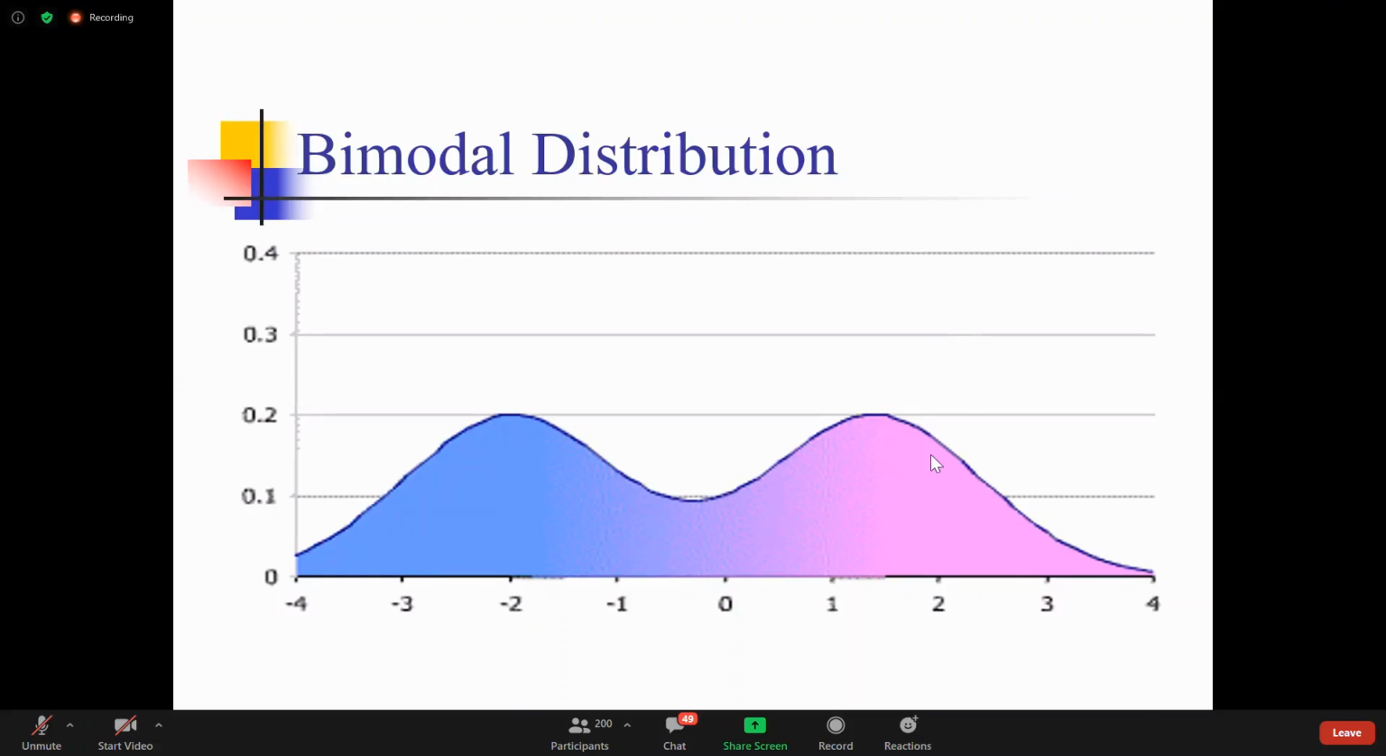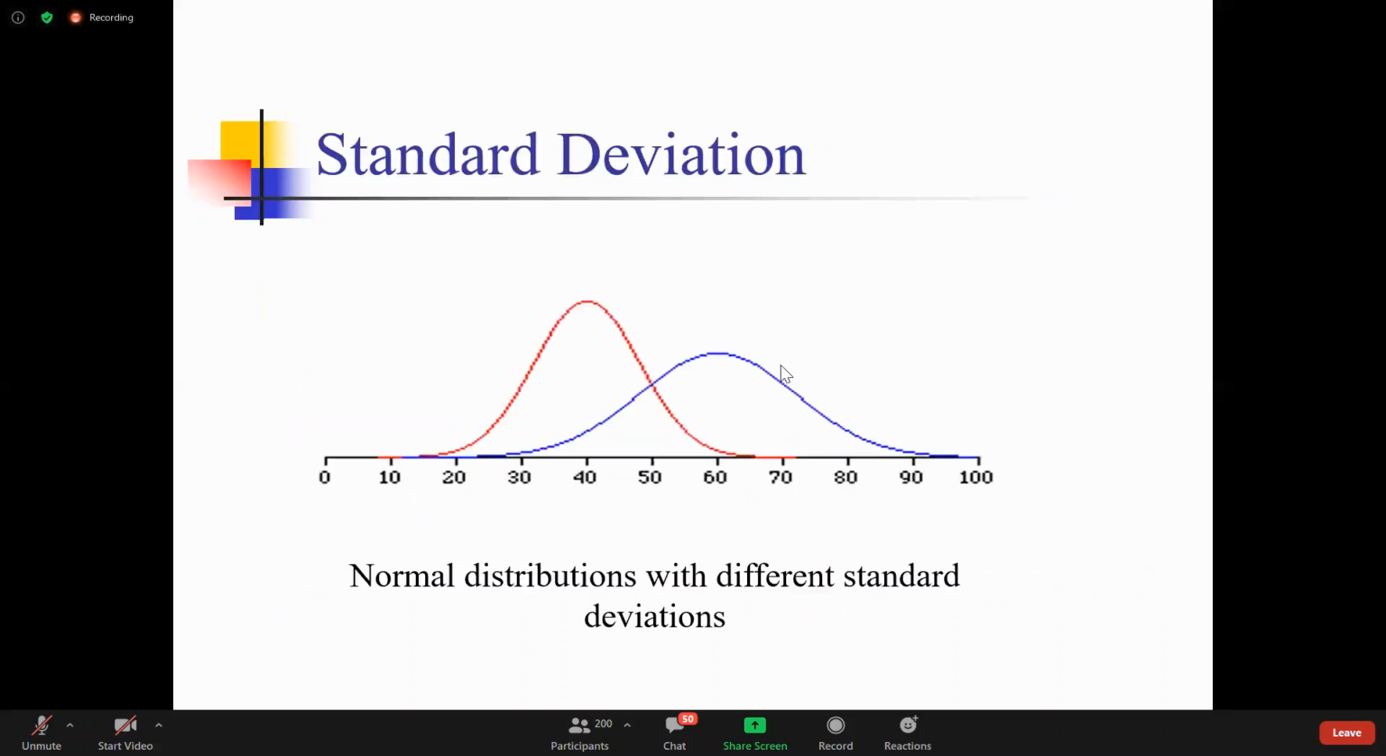And there are other natural phenomena that have this bimodal shape. So the data will increase up to a point, then decrease again, then have another hump, another increase, for certain reasons. So we call this bimodal distribution, okay?